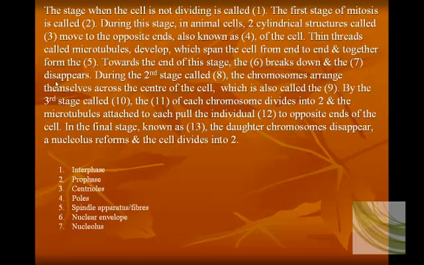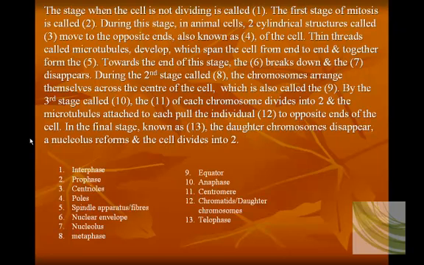During the second stage, called the metaphase, the chromosomes arrange across the center of the cell, which is also called the metaphase plate or the equator. By the third stage, called the anaphase, the centromere of each chromosome divides into two, and the microtubules attached to each pull the individual chromatids or daughter chromosomes to opposite ends of the cell. In the final stage, known as the telophase, the daughter chromosomes disappear, a nucleolus reforms, and the cell divides into two.